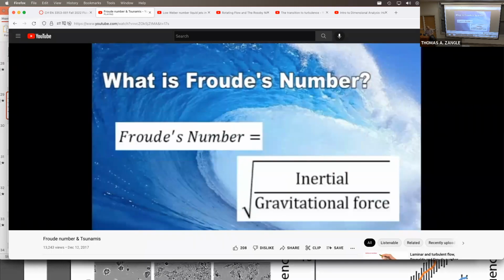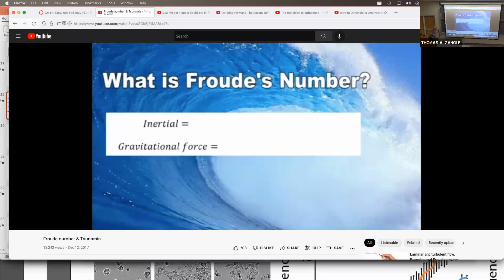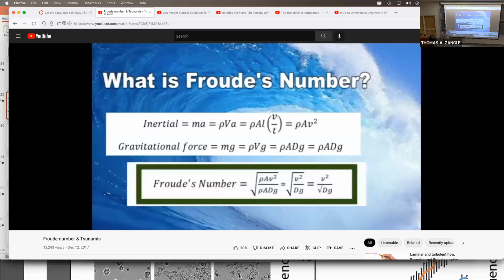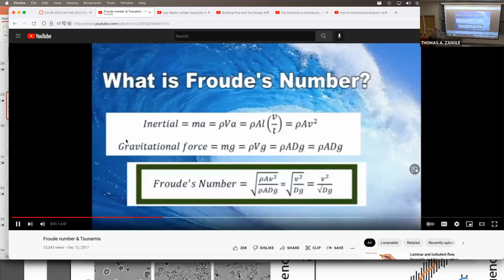On fluid flow. Here's the derivation of Froude's number. We take inertial force to equal mass times acceleration, and gravitational force to equal mass times gravitational acceleration. Remember, mass is equal to density times volume. By breaking down the components in the manner seen and plugging them into Froude's definition from earlier, we get that Froude's number is equal to the velocity of the wave divided by the square root of depth times gravitational acceleration.